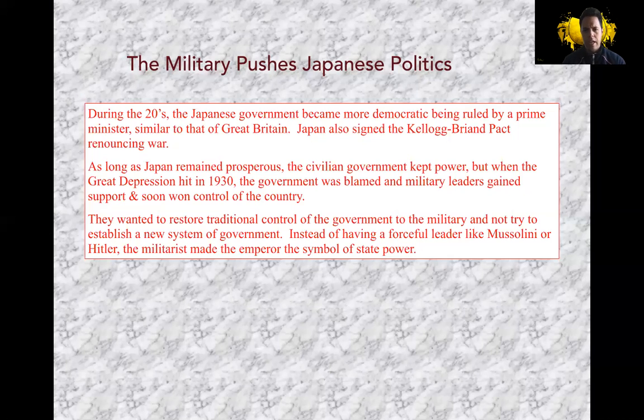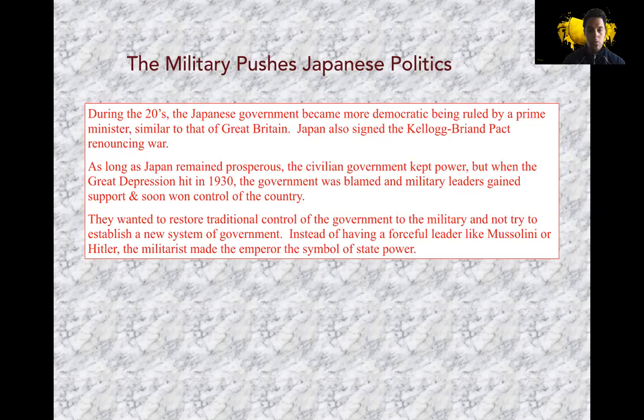Japan also signed the Kellogg-Briand Pact, which essentially said that they were renouncing war, that they were no longer going to go to war. However, this was problematic with the Japanese identity, because the Japanese identity had long been defined by something that we would call militarism, meaning an identification with the military. And when the Great Depression hit in the 1930s, the government was blamed, and the military leaders soon would gain more power and control over the country.